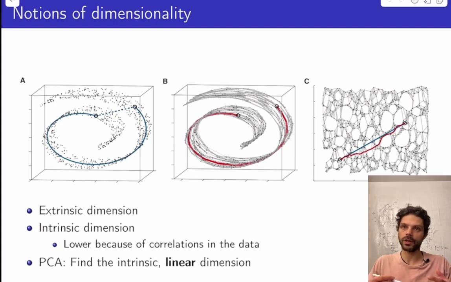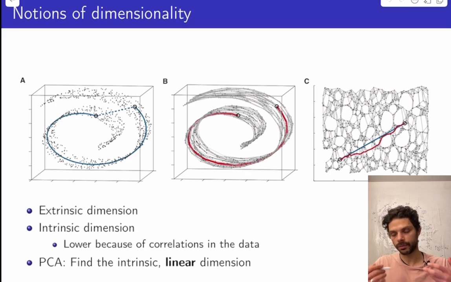And this lower dimension is happening because there are correlations in the data, right? So if neuron 1 goes in one direction, and neuron 2 goes in another direction, well, neuron 3 is no longer free to move, right? It has to move in such a way that it stays on the manifold. And that restriction, that correlation between them, is what's producing this lower dimensionality.